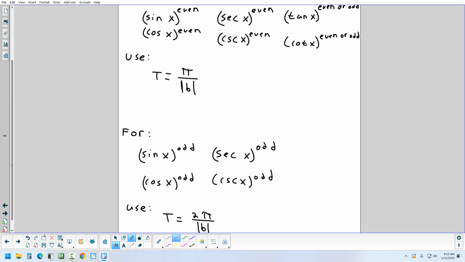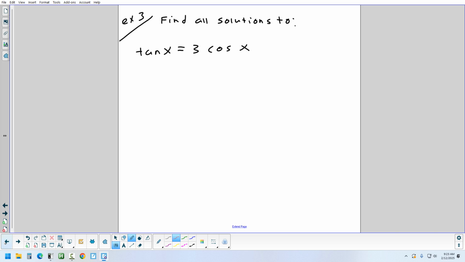Okay, so any questions on when you would use 2 pi over b or pi over b? All right, so let's try a couple other problems. Let's try one that we don't have to worry about raising to a power, and then we'll do another one where we do. All right, let's try this one.